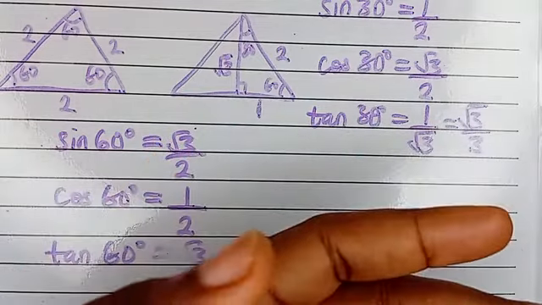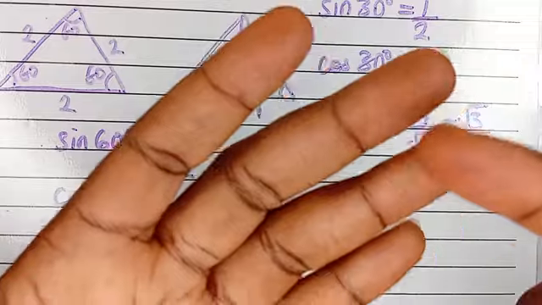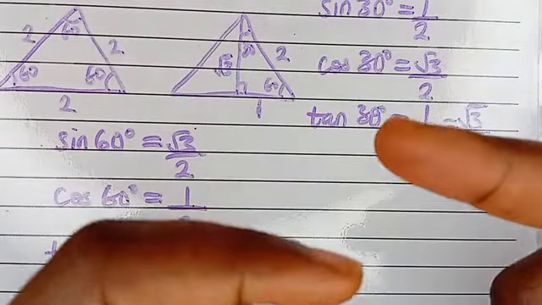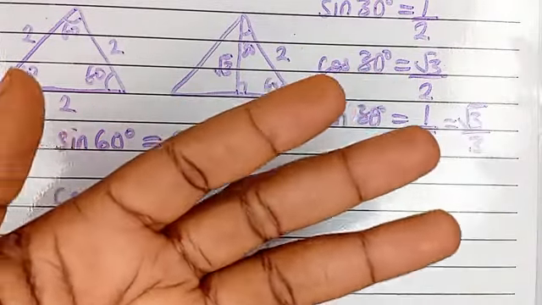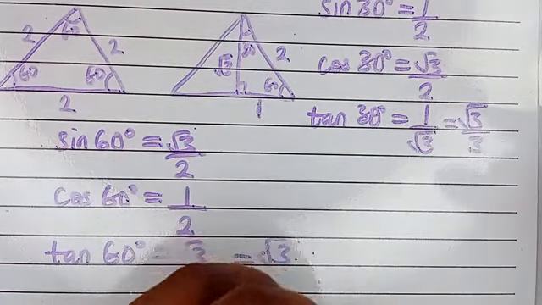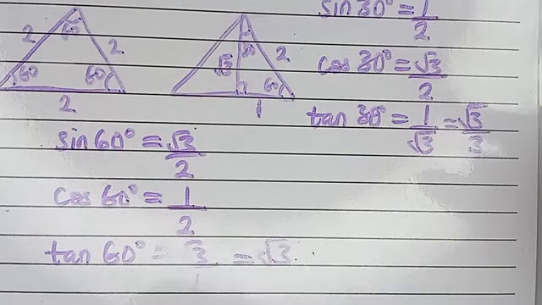Same thing with 90. Just try that out for 90. Check that in a calculator or in a table. And then you find out that your fingers can actually help you to remember the basic trigonometric ratios.